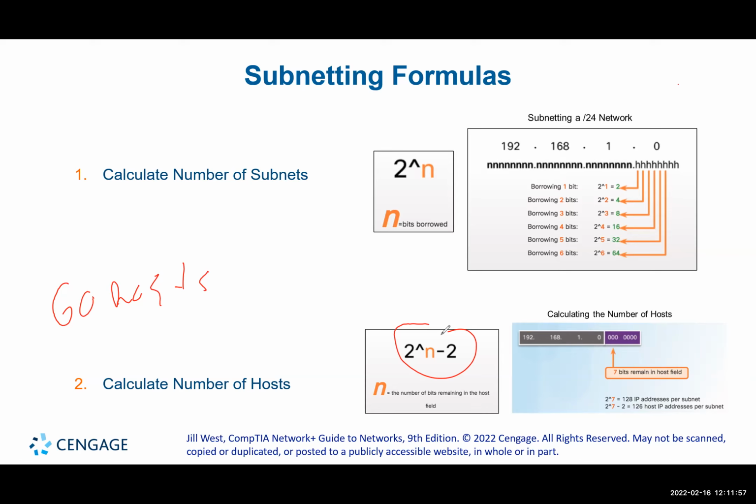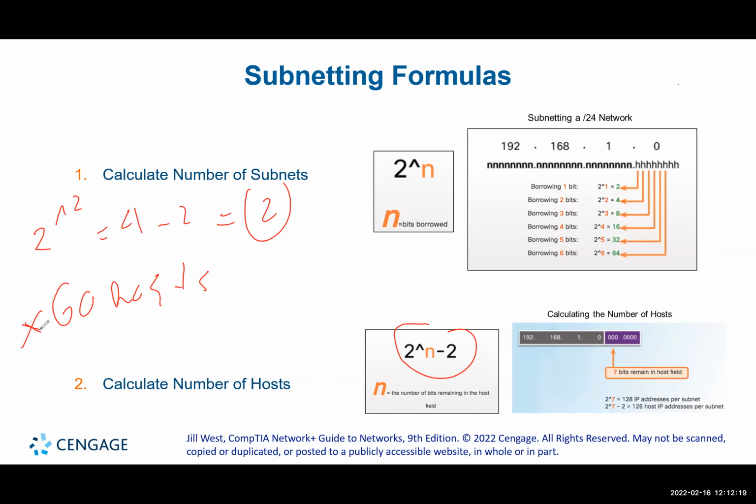Might be wrong, but 2 maybe. Now see, if you have 2, you have 2 raised to the power of 2, right? You have 4 here, and you minus 2, you only have a network of 2 hosts. How can you support 60 here? Oh, I misunderstood the formula.